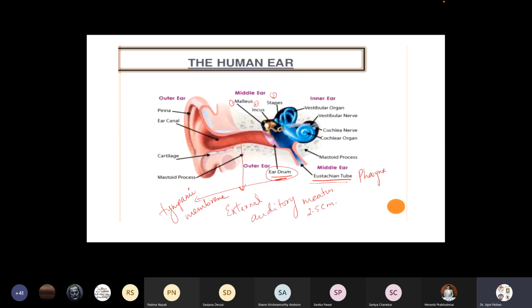Now, this is about the middle ear. The inner ear has a cochlear organ. Then there is a vestibular organ. Vestibular organ is concerned with balancing. Cochlea is concerned with hearing. I hope you're getting the point. Please draw, write down.